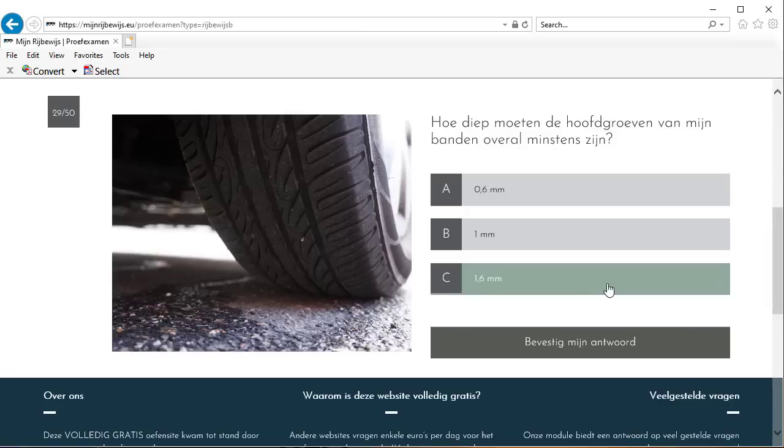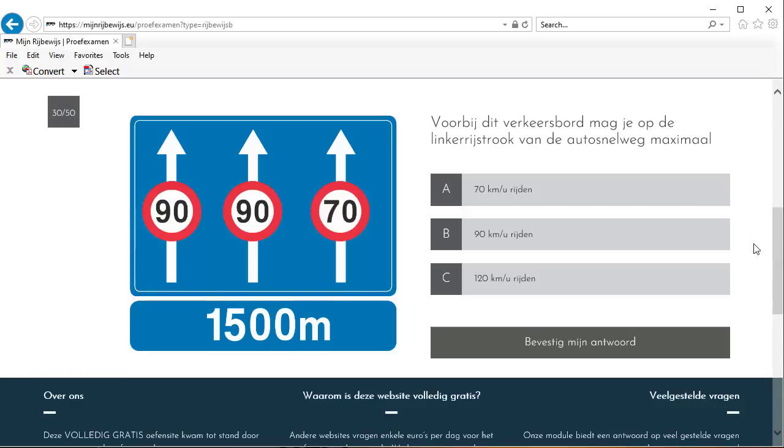After this traffic sign, on the left lane of the motorway, the maximum allowed speed is 70 kilometers per hour, 90 kilometers per hour, 120 kilometers per hour. The answer is 120 kilometers per hour, because whatever you see here, the speeds on the left lane, the middle lane and the right lane are applicable from 1.5 kilometers, not from here. Here, because it says it's a motorway, the speed is still 120 kilometers per hour.